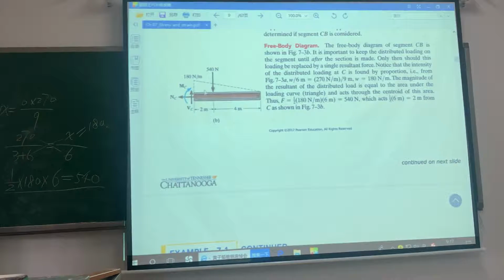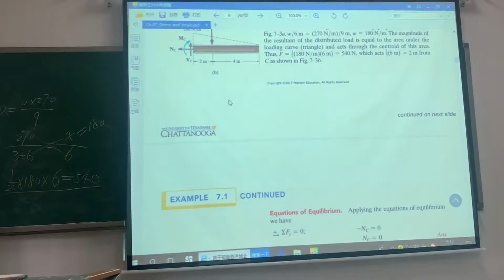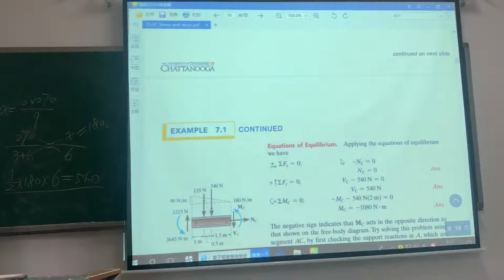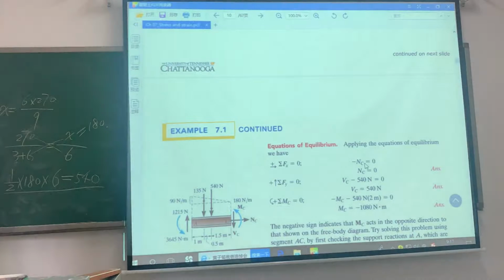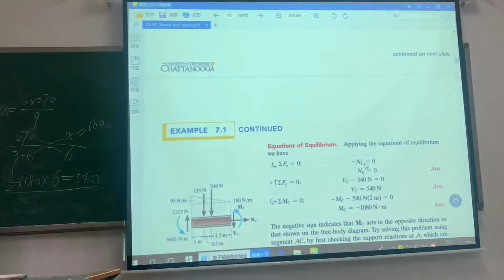This is the flipped diagram, and sigma Fx equals 0. We can find NC is 0. NC is 0. Yes or no? Sigma Fy equals 0, with sigma Fc is 0.